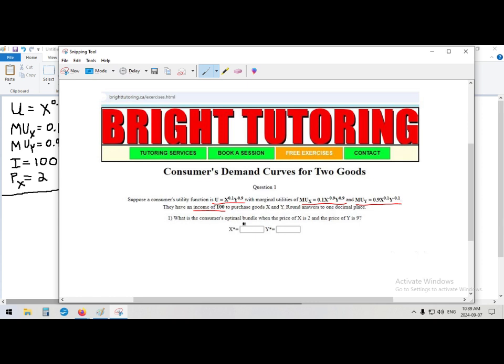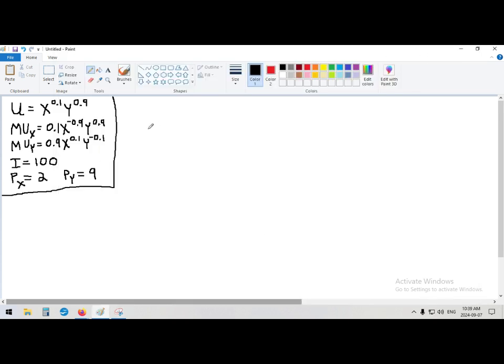In the question here, we have to find their optimal bundle when the price of X is 2 and the price of Y is 9. So to solve this question, we'll have to find two numbers, which means we'll need two equations. So here we have all the numbers with the setup.